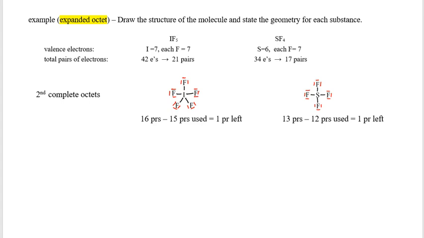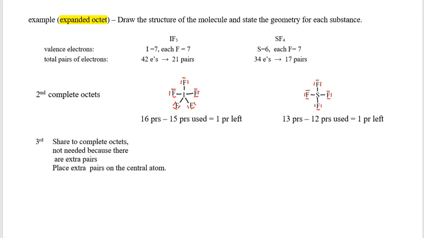Those little red lines represent the 15 pairs of electrons needed to stabilize the fluorines with an octet. That means we got 1 pair remaining. And for the sulfur, we use 12 pairs total and have 1 pair left. So in both cases, we have 1 pair remaining that we have to account for. We're going to put it on the central atom. Typically, your third step, you're either going to complete octets in the central atom by sharing. In this case, we don't need to do that. They're already at octets or beyond, like iodine already has 5 pairs around it. But we have extra electrons, so our extra electrons are going to go on the central atom.